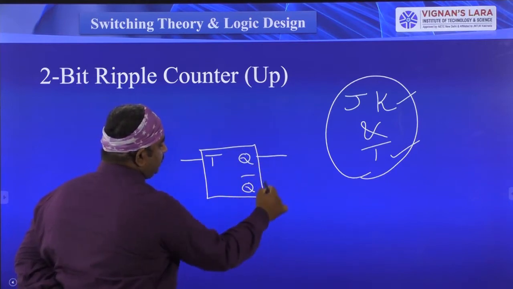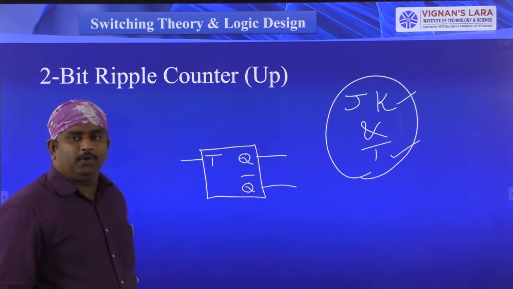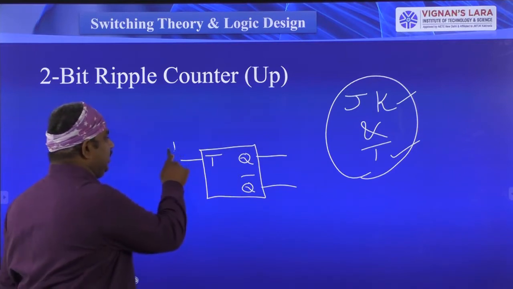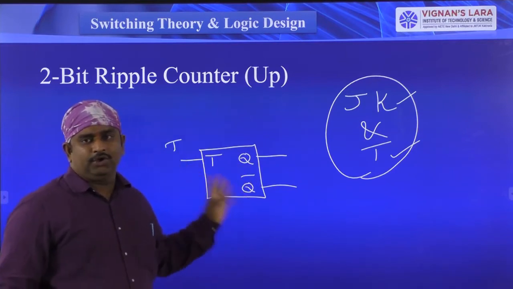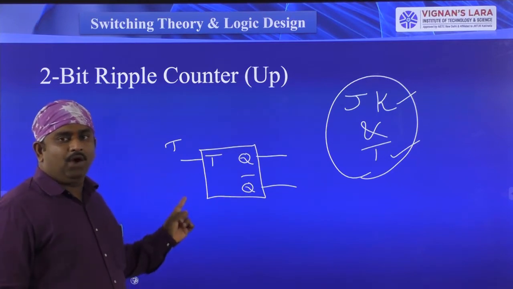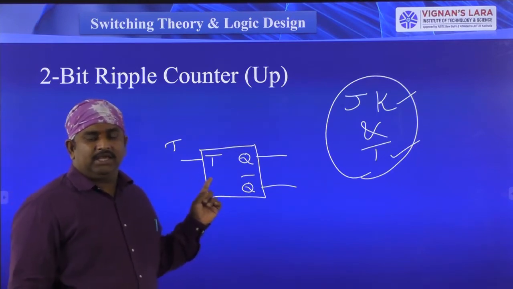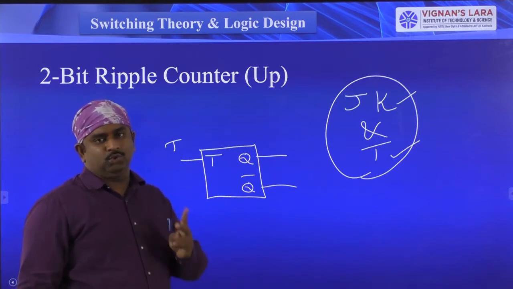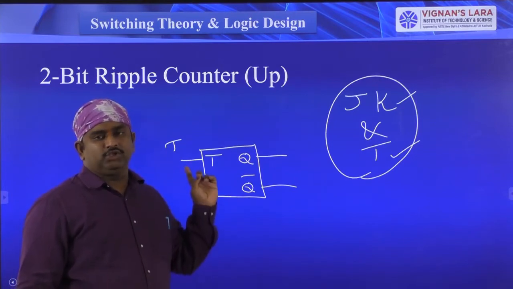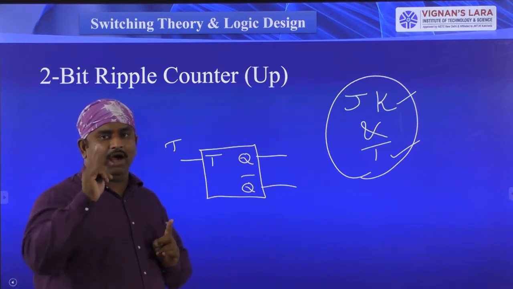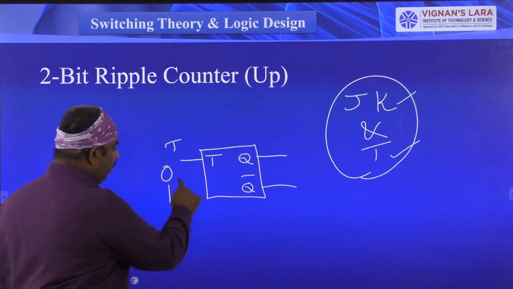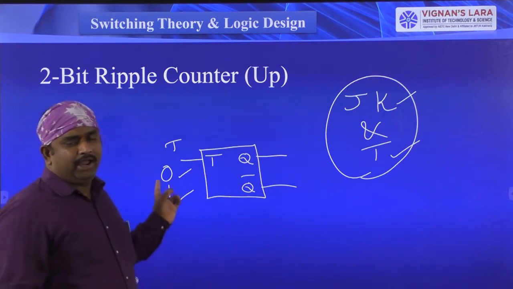A T flip-flop consists of 1 input and 2 outputs. The T flip-flop input is T, and the outputs are Q and Q bar. Here we have only 1 input, which means the maximum possible combinations at the input side is 2 only. Why? Because with 1 input signal you can give either 0 or 1. We can give any one of the values here.